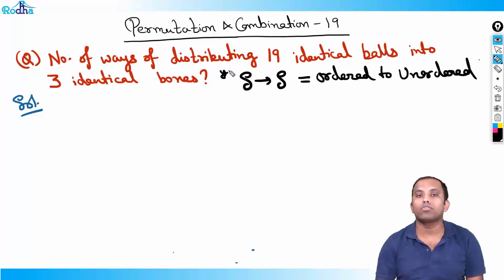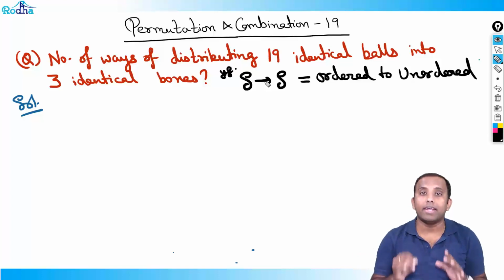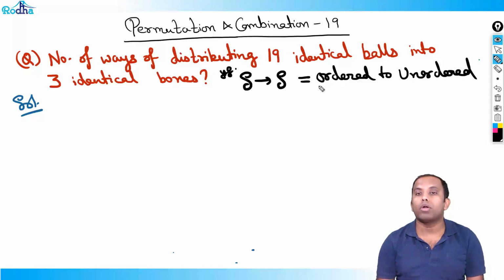In every question of distribution of similar to similar, in P and C, similar means identical. Anywhere similar is written or identical is written, there is no difference. Both are the same. So we can use the concept from ordered to unordered.